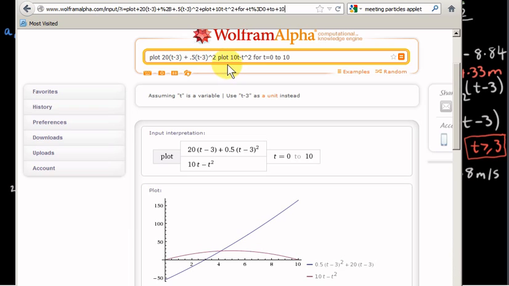The next thing that we will look at are the distance time graphs. So these were the distances of the particles from the origin. And rather than try to plot these by hand, I'm just going to use Wolfram Alpha to plot them for t equals 0 to t equals 10.